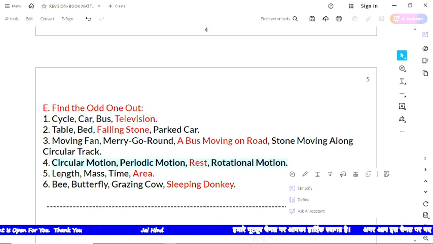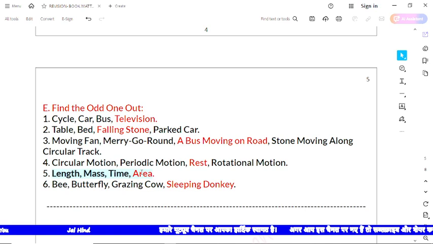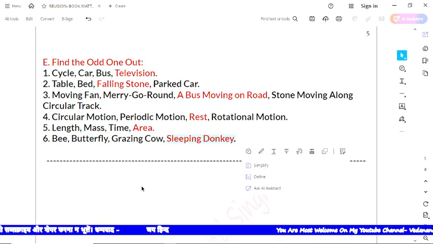Now the next is length, mass, and area. The area is the odd one among all these things. Now the next is bee, butterfly, grazing cow, sleeping donkey. The sleeping donkey is the odd one among all four options.